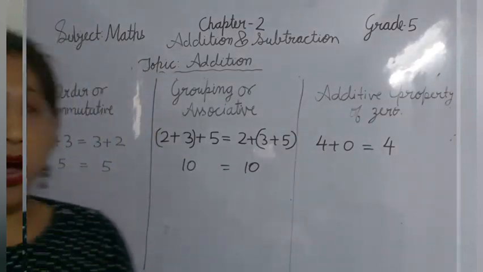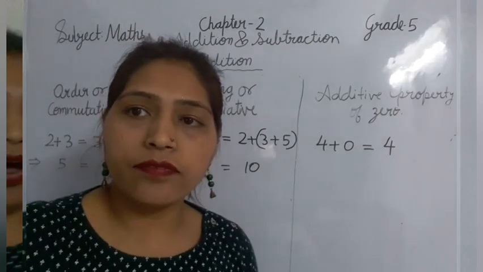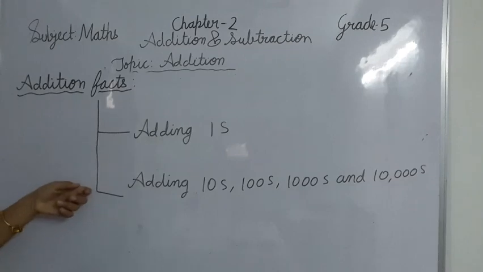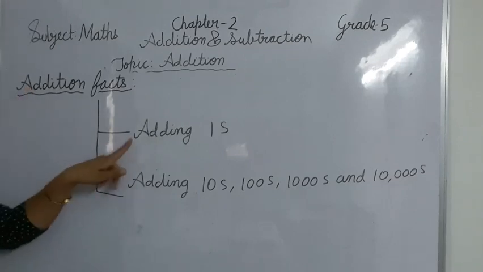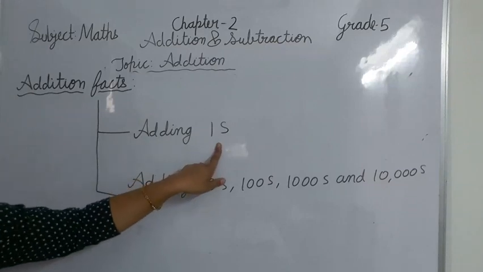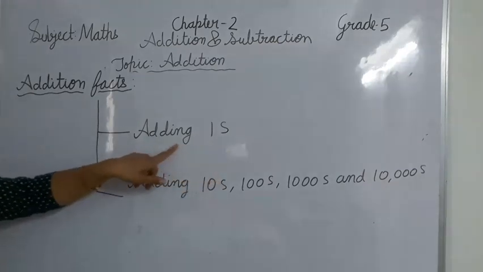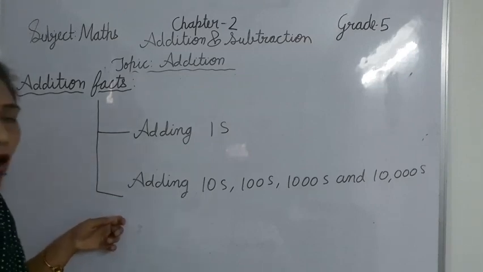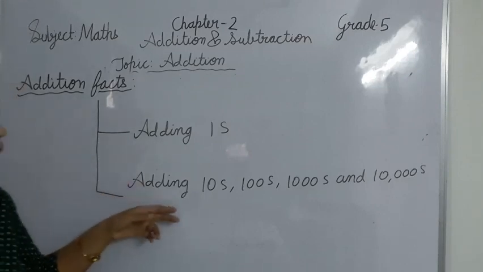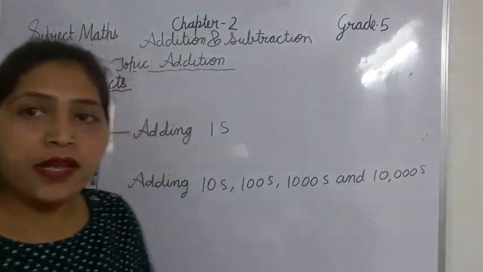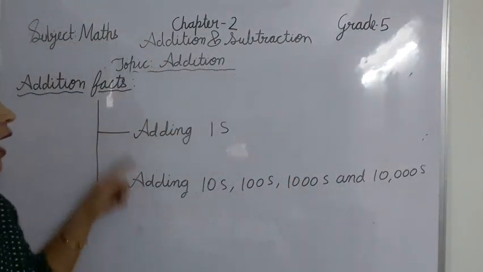Now we'll see the addition facts. What are the addition facts? Now the two facts we will discuss here. What happened when we add 1? Yes. So adding ones. What happened when we add ones to any number? And in the second one, we will discuss what happened when we add tens, hundreds, thousand and 10,000 to any number.